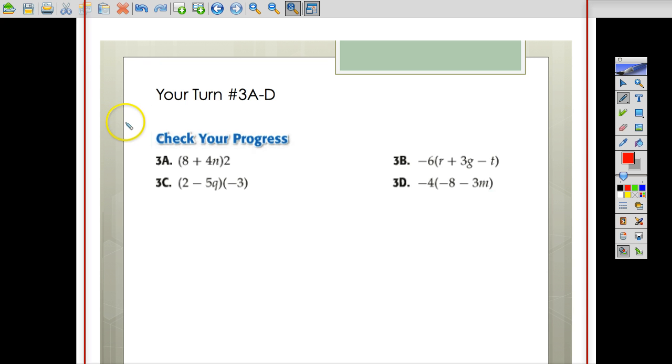All right, here's your turn, 3A through 3D. You're just doing distributive property here. You're distributing. One thing to watch out for when you have a negative number: you're doing negative 6 times R, negative 6 times 3G, and negative 6 times negative T. You're actually going to have a positive there, because a negative times a negative makes a positive. So watch out for the negative ones. Go ahead and pause the video, do those numbers, and come back when you're done.